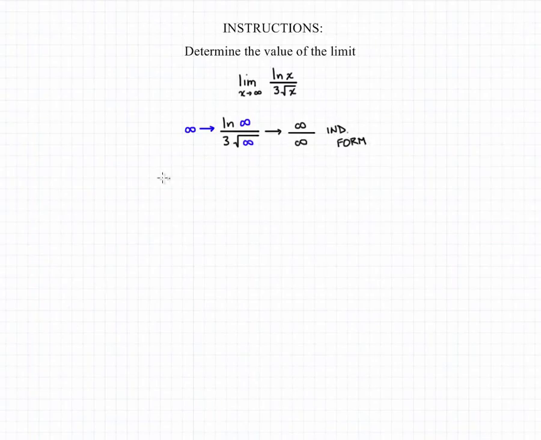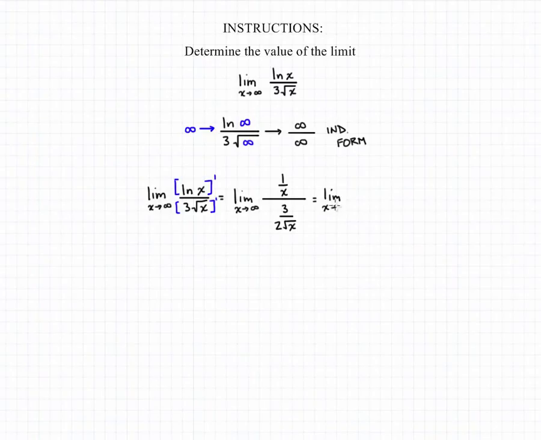use L'Hopital's rule. So L'Hopital's rule says that there's an equivalent limit that we can find by taking the derivative of our numerator and placing it over the derivative of our denominator. So in this case, if we take those two derivatives, we're going to end up with the limit as x approaches infinity of 1 over x in our numerator and 3 over 2 times the square root of x in our denominator.